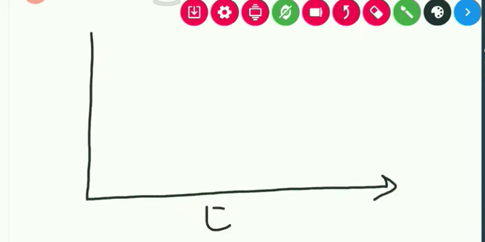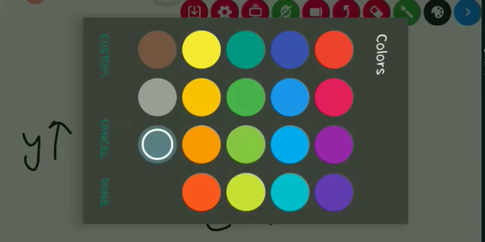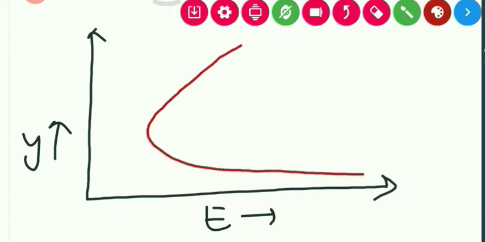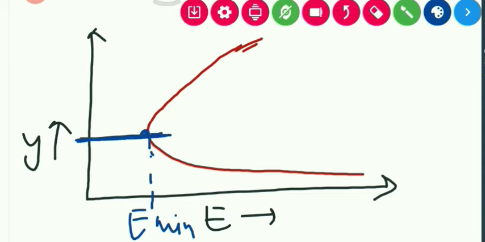This is E and this is y, the depth of the flow, and we have the graph like this. In this graph we can see that there is a value where it has minimum specific energy, this is E minimum. For a minimum specific energy there is a particular value of depth, which is denoted by yc.